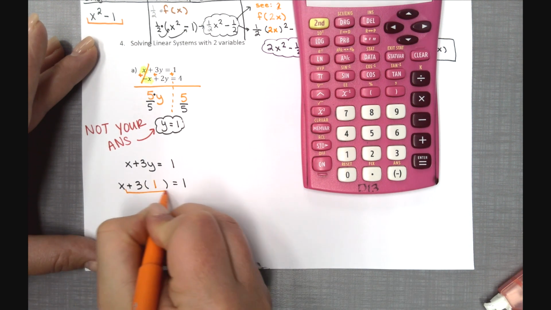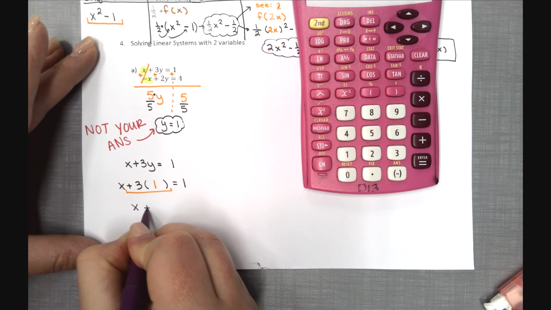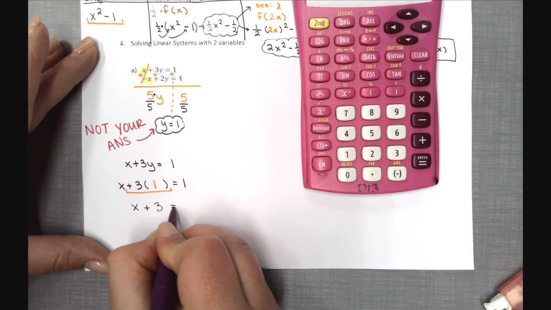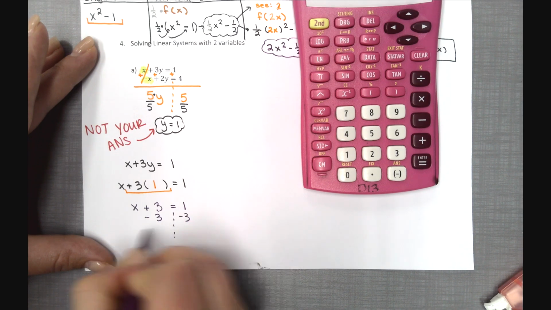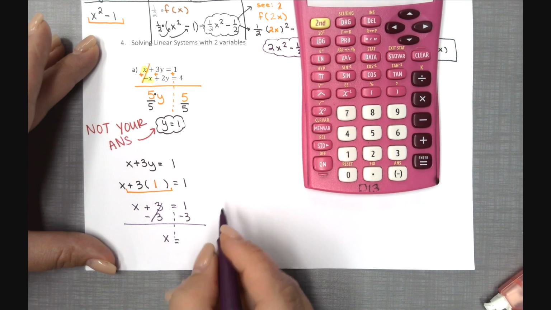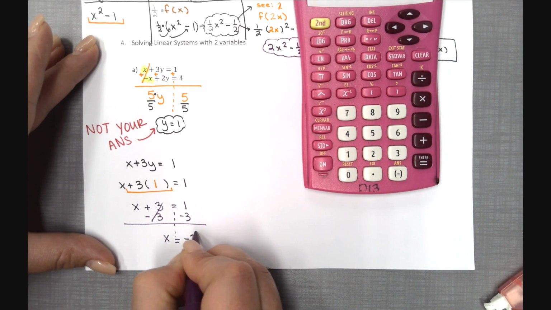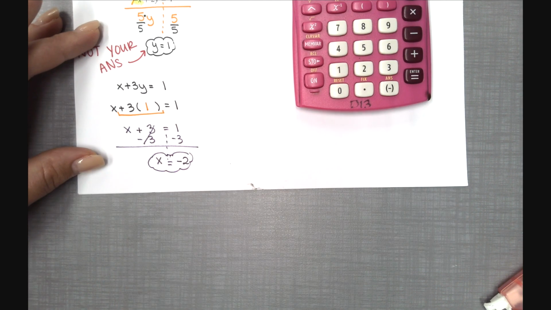I'm going to type this into the calculator if needed. x plus 3 times 1 is 3, equals 1. Subtract 3, dotted line for balance. x is then equal to negative 2. Again, thinking bubble, this right here is not your answer.